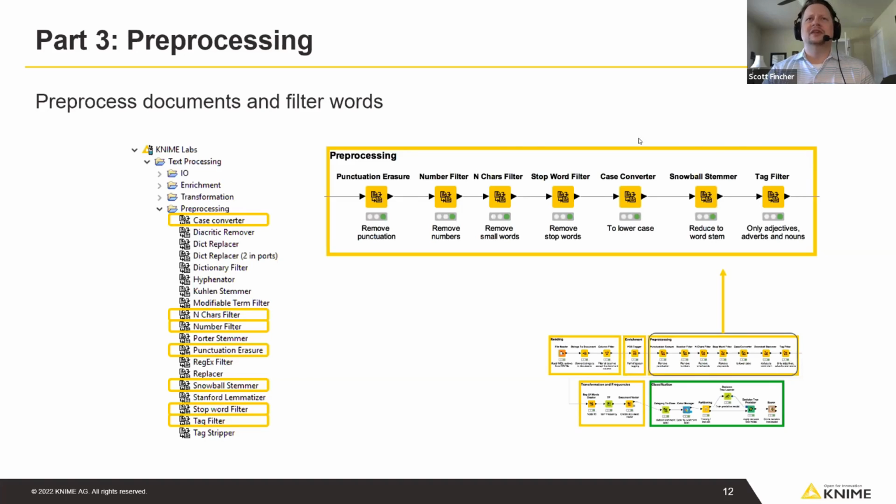I use, I think, 7 of them here in this example, and they do basically exactly what they say on the tin, right? Punctuation erasure. You can imagine what that does. It gets rid of the punctuation. Why? Because it's not important, usually, for what we're trying to do. Same thing with getting rid of numbers, getting rid of small words, getting rid of stop words.